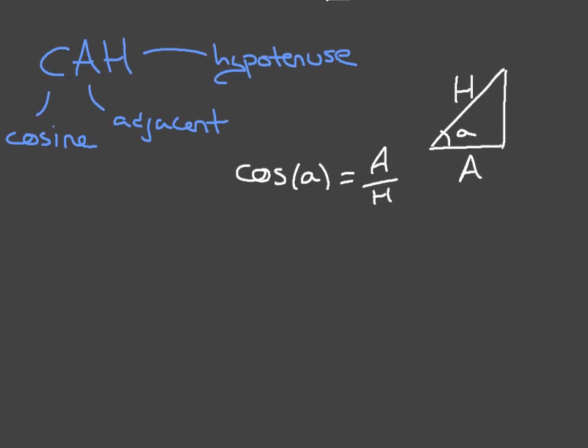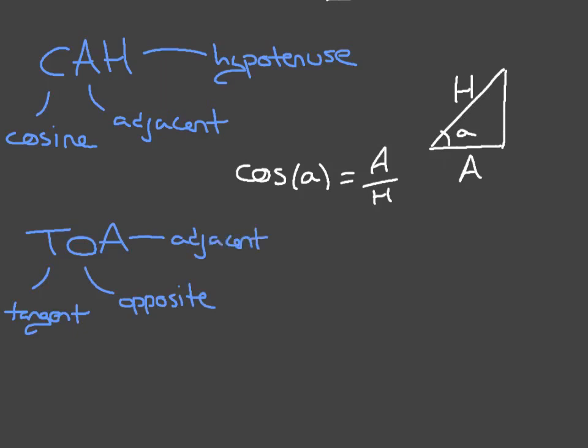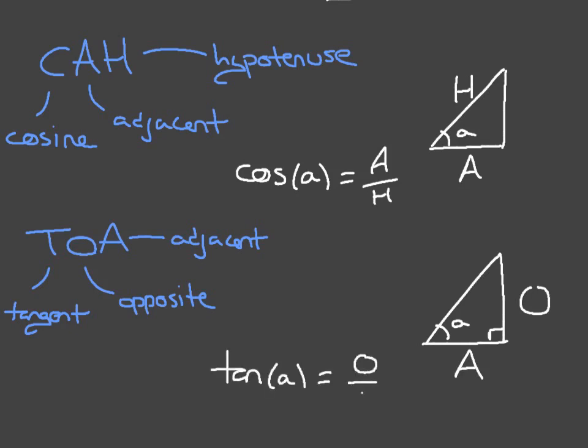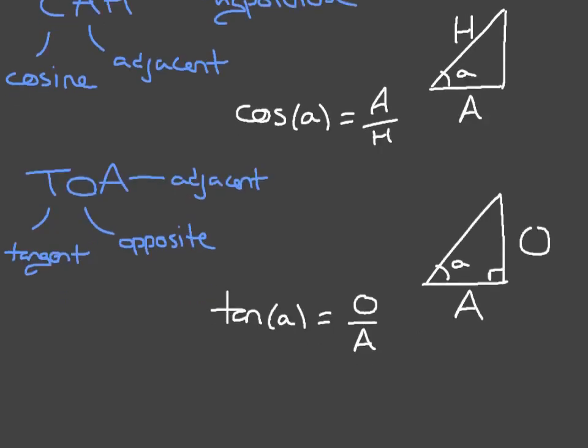Last but not least, when we read Toa, the T here stands for tangent. The O stands for opposite, and the A stands for adjacent. So, once again, referring to our right angle triangle, and if I consider this angle A, the tangent of A is equal to O, so the opposite, divided by A, the adjacent. And we write this tan of A equals O over A. And there we go.